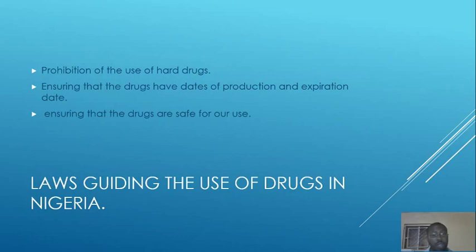Now, ensuring that drugs have dates of production and expiration date. So you can see that in every drug you buy, they always tell you to check for the dates of production and the expiration date. That is one of the laws. You must make sure that the drugs you are taking have dates of production and expiration, and also ensure that the drugs are safe for our use. Now, these are the laws that guide the use of drugs in Nigeria.